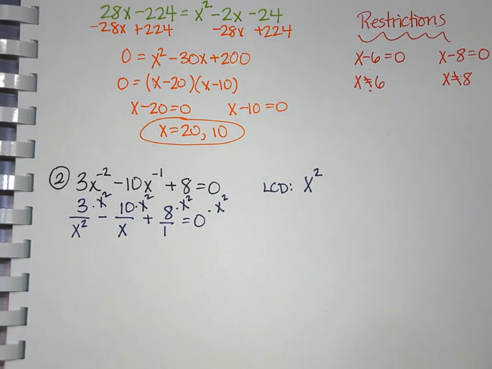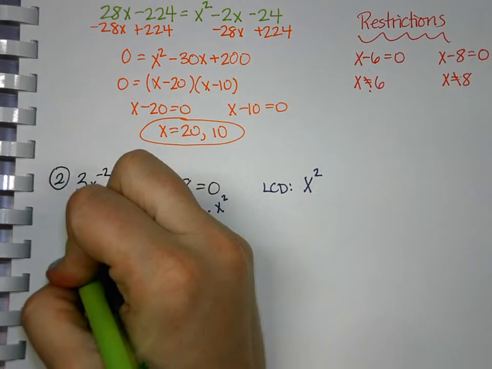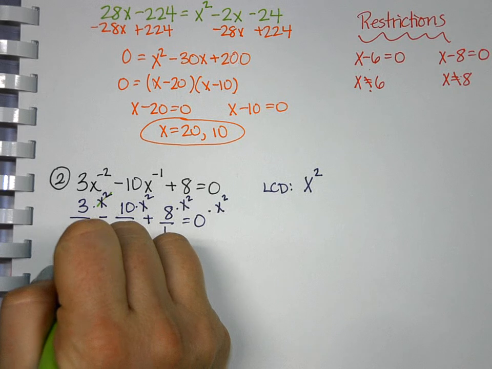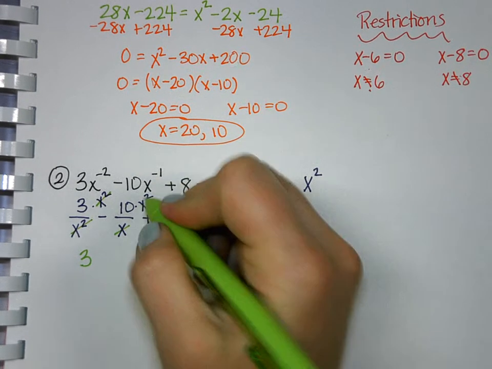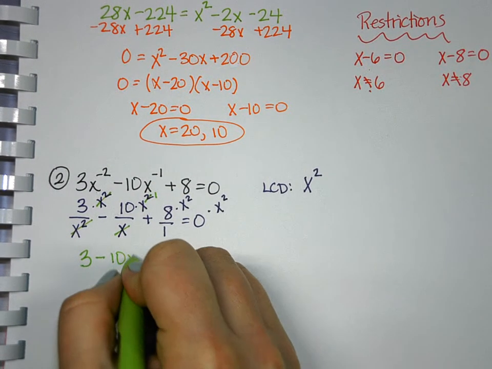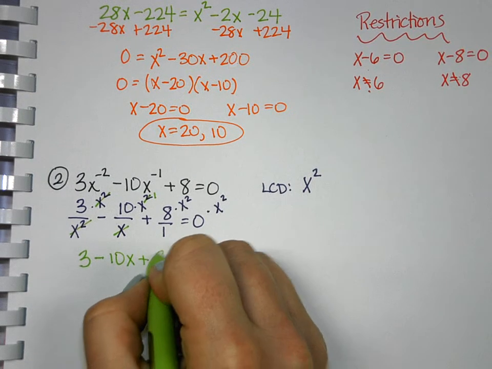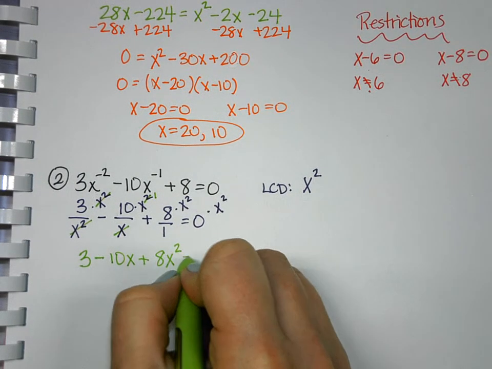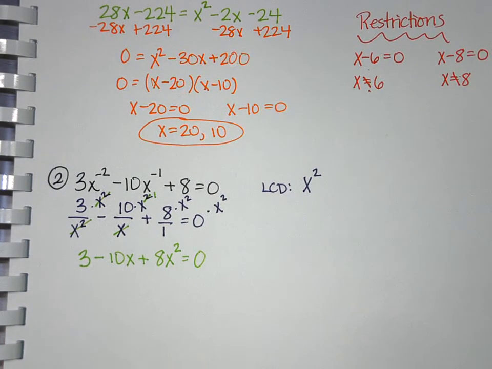It might seem a little silly, but you want to make sure you do it to every single term, even if it's a constant and even if it's 0. So when we cancel, here the x squared will completely cancel, leaving us with just 3. On the 10, one of the x's will cancel, leaving me with a negative 10x. And then here there was nothing to cancel, so we'd have plus 8x squared. And 0 times x squared will still give us a 0. So now I'm at a point where I have a polynomial that I can double bubble.